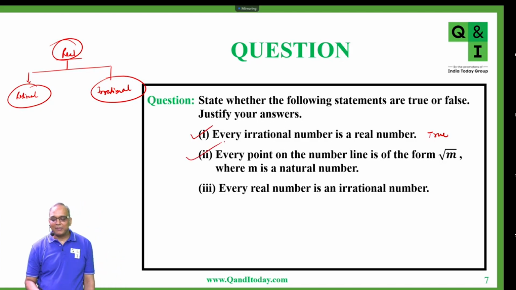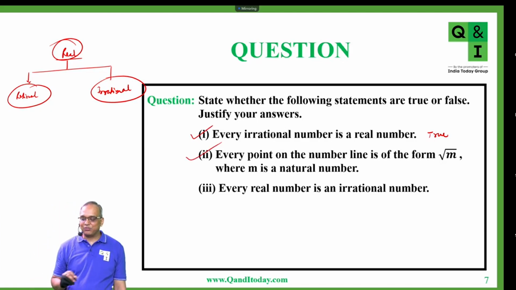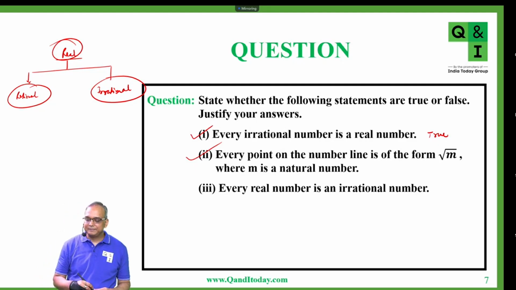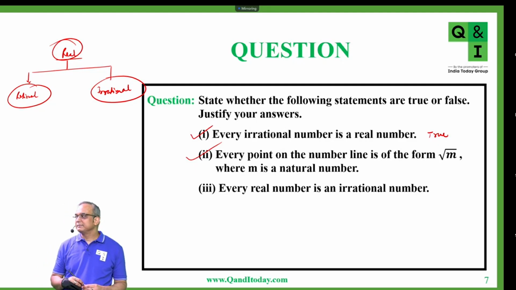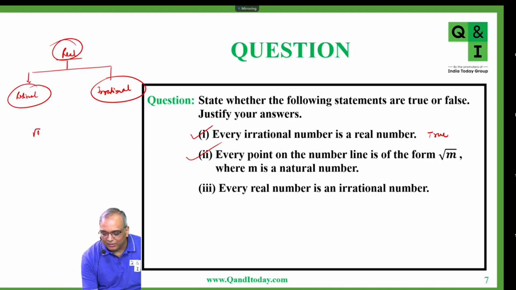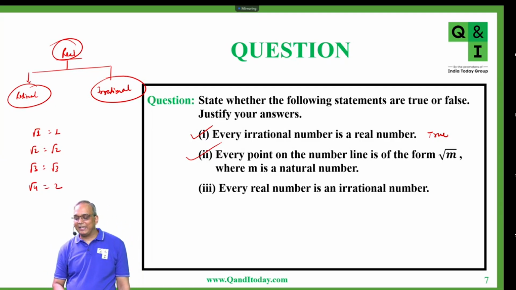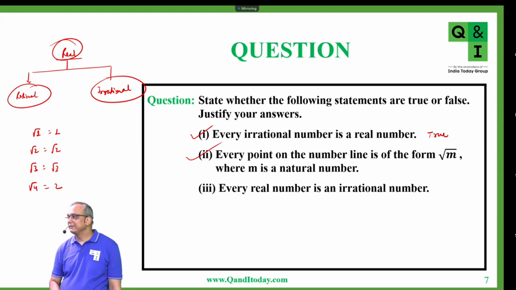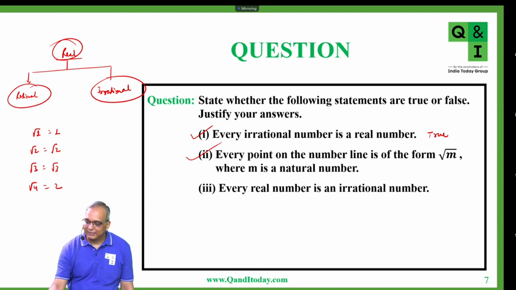Every point on a number line is of the form root m, where m is a natural number. Can every point on a number line be represented as root m? See, we have root 1 equal to 1, then we have root 2, then we have root 3, then we have root 4 as 2. So every point on the number line is of the form root m, where m is a natural number. Correct. This is true.